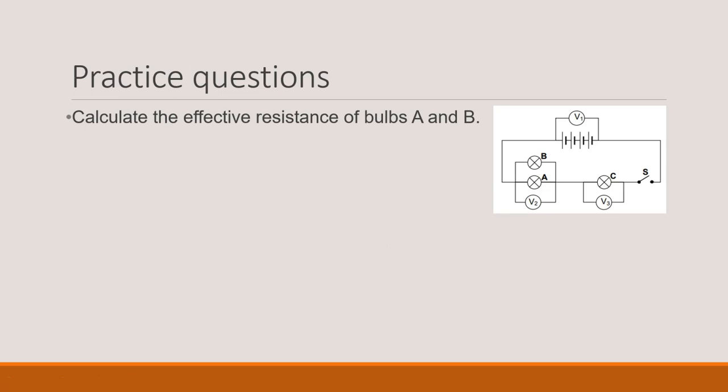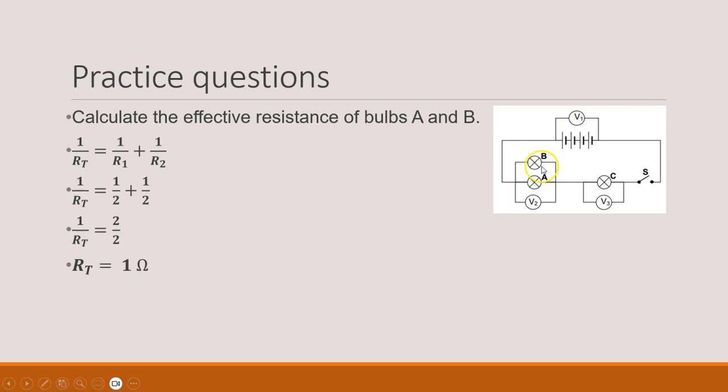Calculate the effective resistance of bulbs A and B. So what we want is the total resistance of this parallel component here. 1 over RT equals 1 over R1 plus 1 over R2, which is 1 over 2 plus 1 over 2. And we get a total resistance of 1 ohm. So together, these guys represent 1 ohm, even though individually they are 2 ohms each.